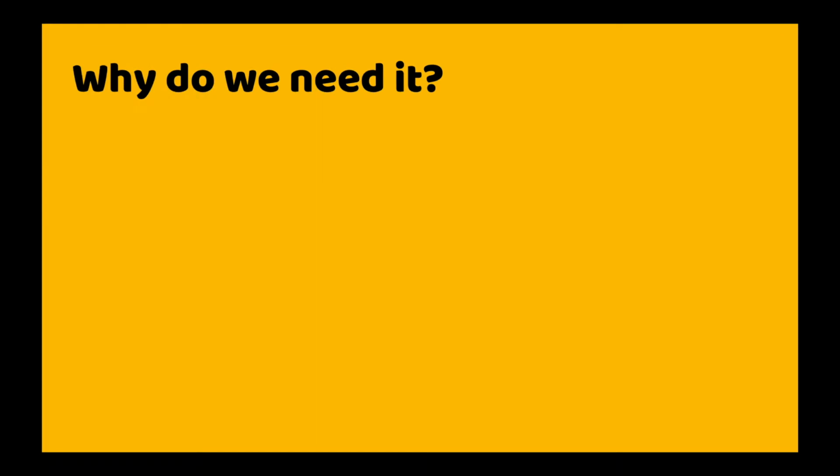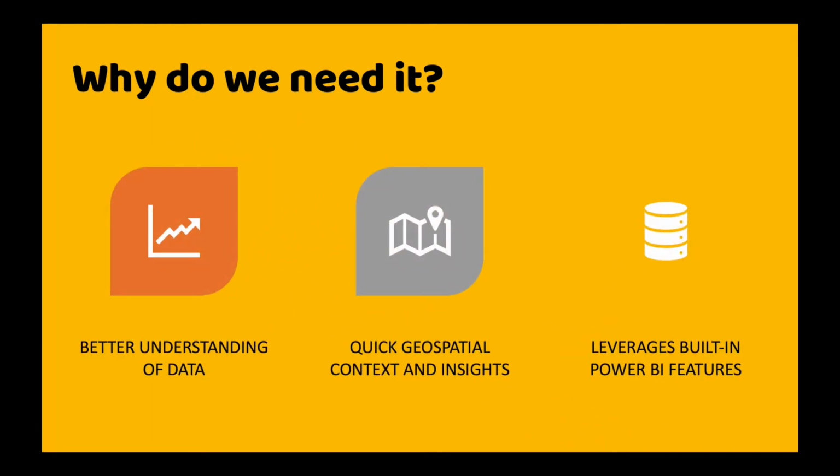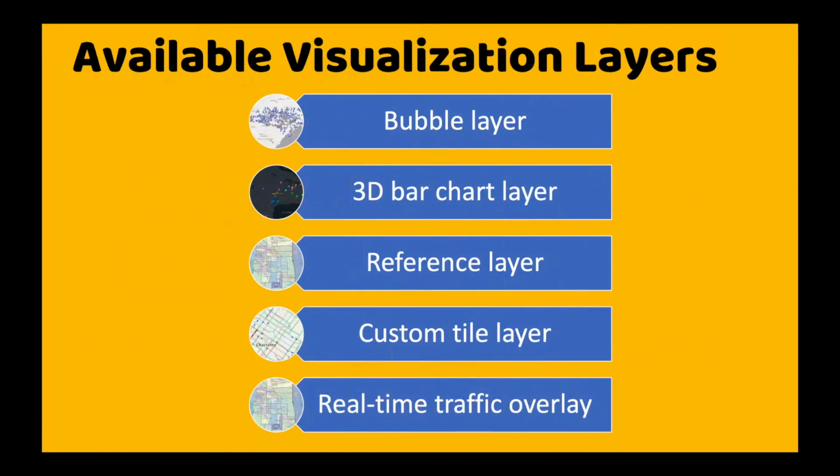First of all, why do we need it? Well, it is required for a better understanding of the data, quick geospatial context and insights, and thirdly, it's going to leverage built-in Power BI features. What are the different types of layers in Azure Map Visuals? Well, it provides us 5 different types of layers. First is the bubble layer, then the 3D bar chart layer, reference layer, custom tile layer, and real-time traffic overlay. Now we are going to discuss them one by one.